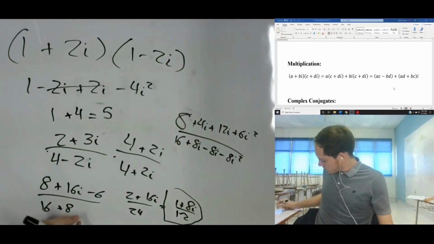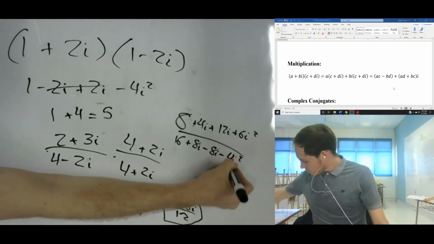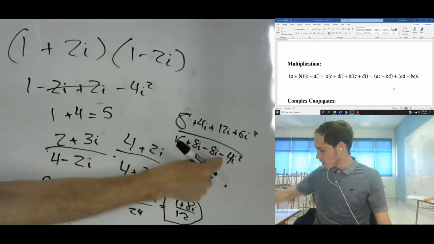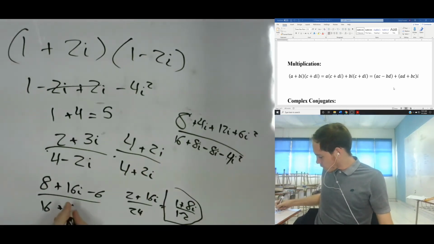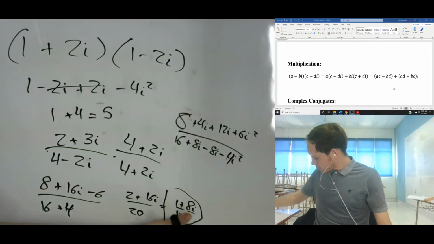Wait, sorry. It should be 4. Oh, yeah, that should be 4. My apologies. So this is 2i times 2i. That should be 4. So that's 4. So this is 20. This would be 10.